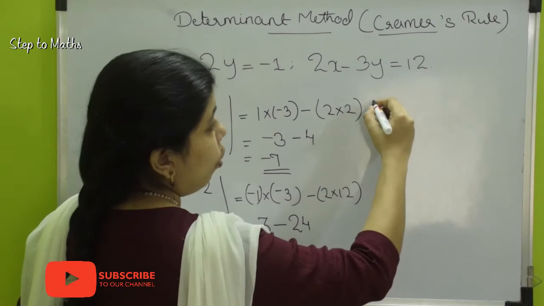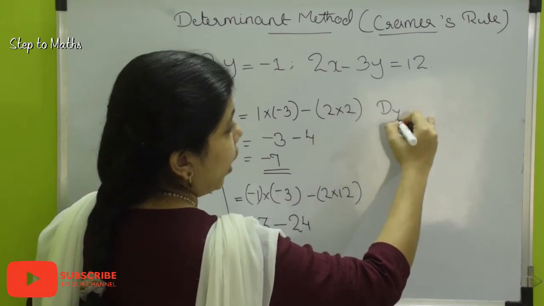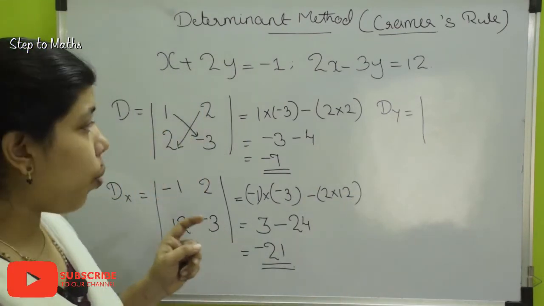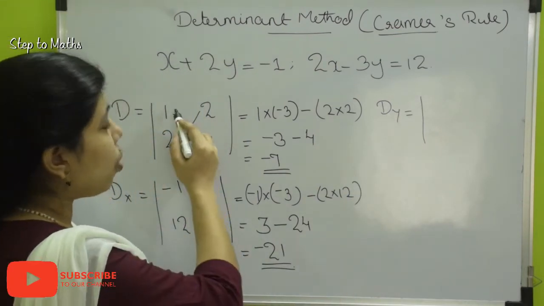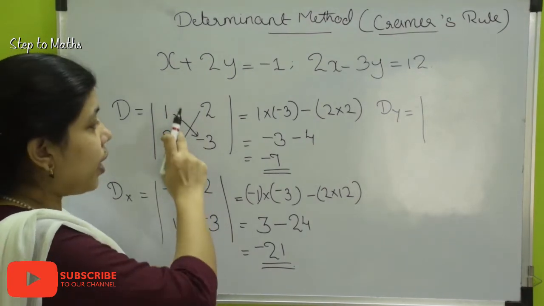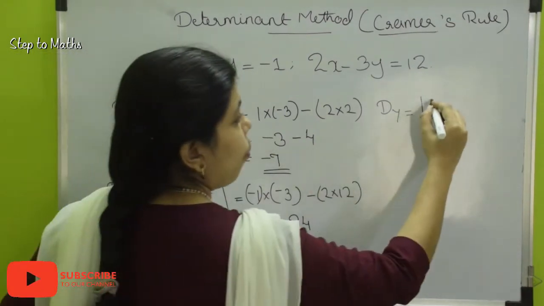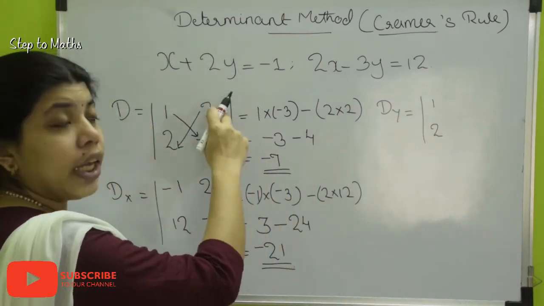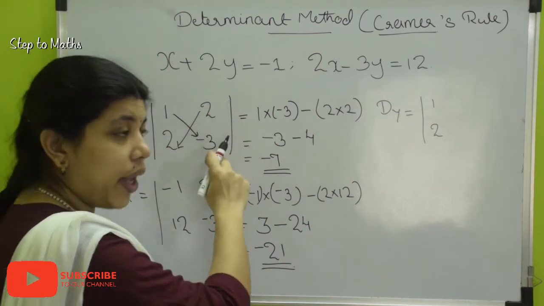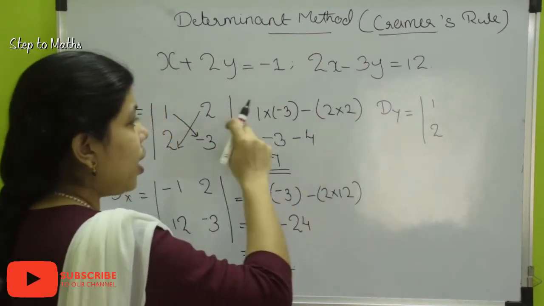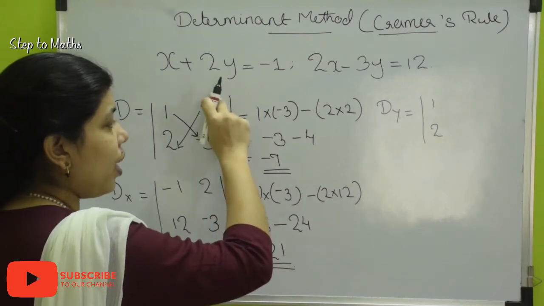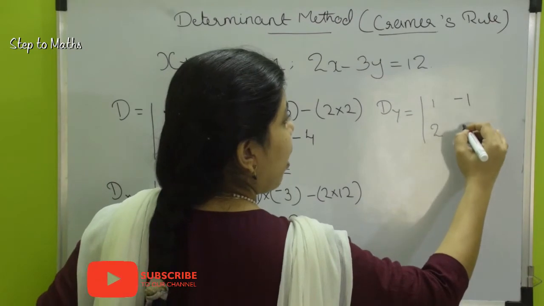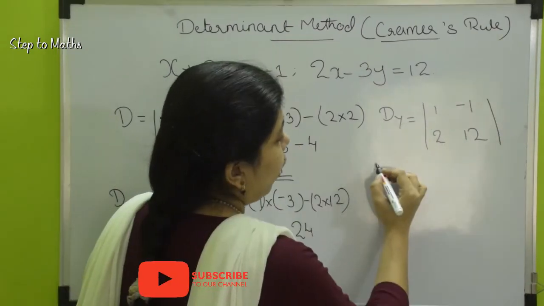Next, find out the value of determinant dy. How can we write the elements of dy? The first column is the coefficients of x, that is 1 and 2. In d, the second column is the coefficients of y, and when we write dy, instead of the coefficients of y, we replace it by the constants, that is -1 and 12.